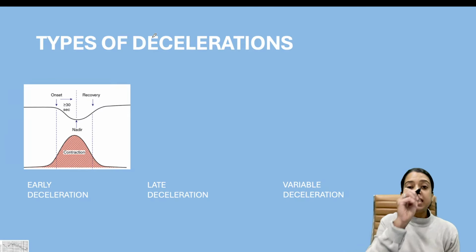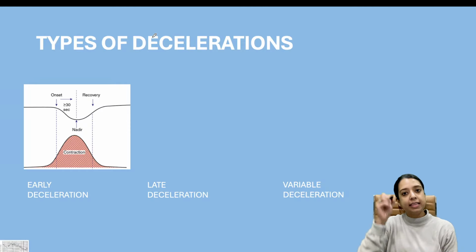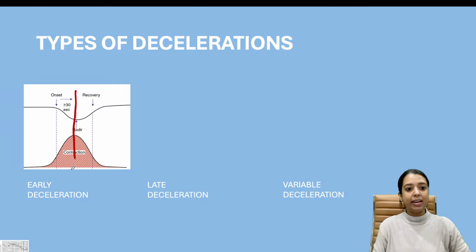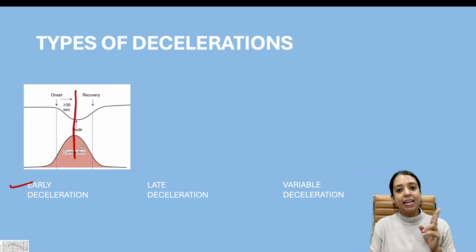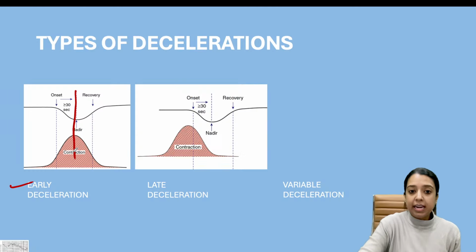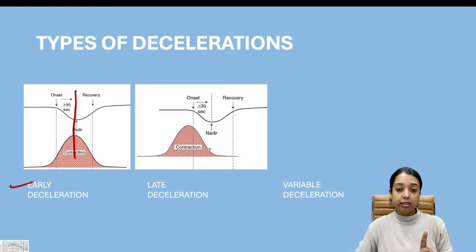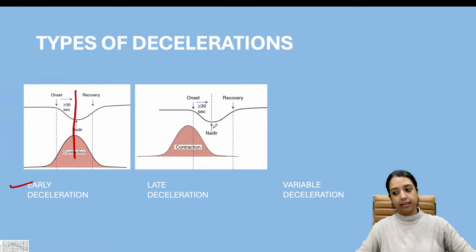So the deceleration of fetal heart starts exactly with the uterine contraction. Their peaks correspond. When their peaks correspond, it is called early deceleration. So always look for the peak, and if they are at the same time, it is early deceleration. Late deceleration is when the uterine contraction starts first, followed by the deceleration of fetal heart. We call it late deceleration.